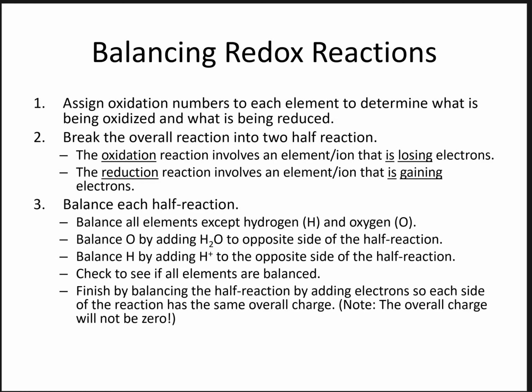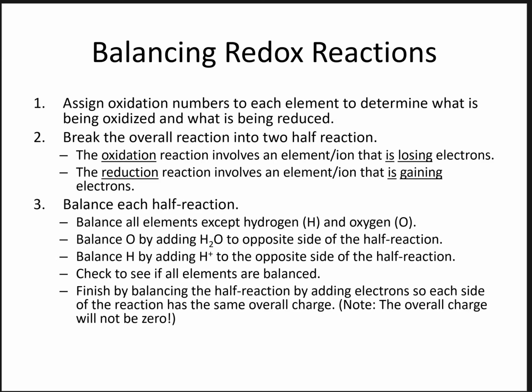Once we check to make sure all the elements are balanced in the half reaction, we then need to deal with charge. To deal with charge, we need to make sure both sides have the same overall charge. Note, this does not have to be equal to 0. To balance charge, we add electrons. We always add electrons to bring down the charge of one side so that it's equal to that of the other. We add negative charges. We don't do any subtraction. We're adding negative things.